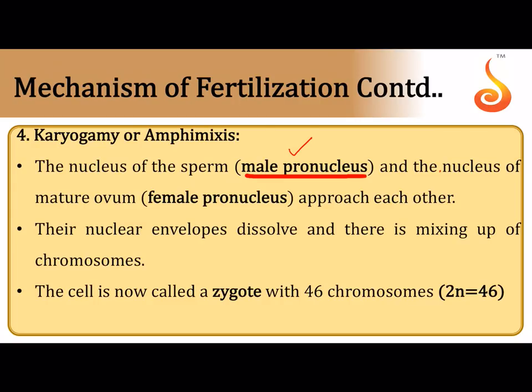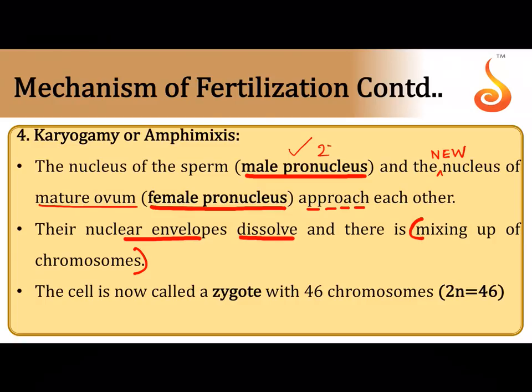And the new nucleus, what did we call that cell which now has a new nucleus? We called it as the mature ovum. And we call this new nucleus as the female pronucleus. They start approaching each other, they start moving closer to each other. Their nuclear envelopes dissolve. Once they come closer to each other, their nuclear membranes dissolve, and what happens to the chromosomes in them? The chromosomes will get mixed up.